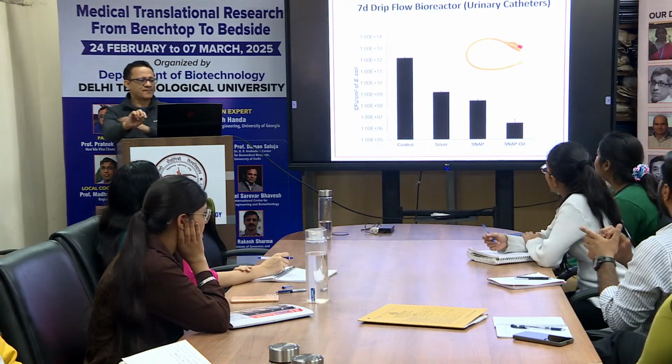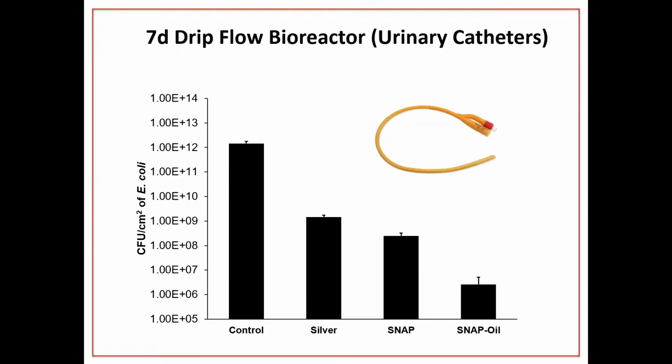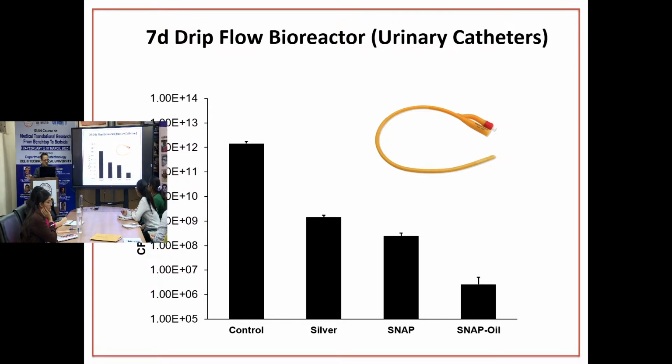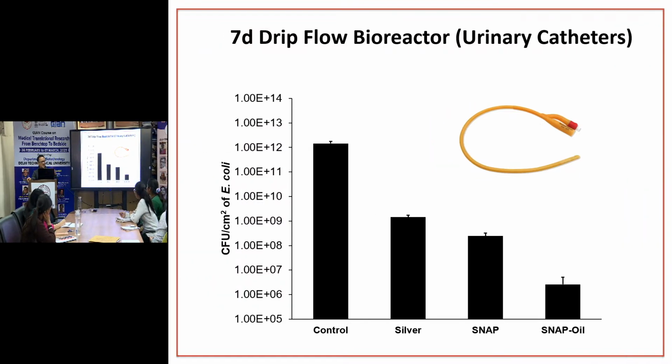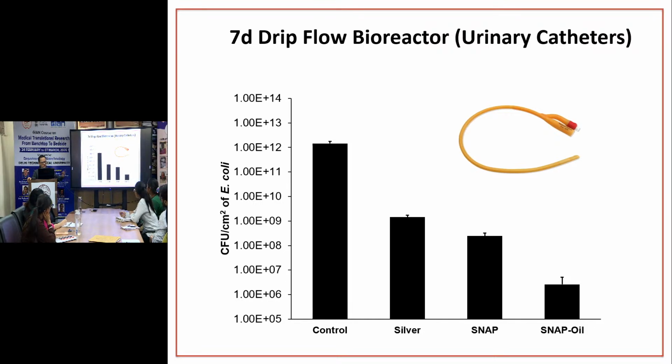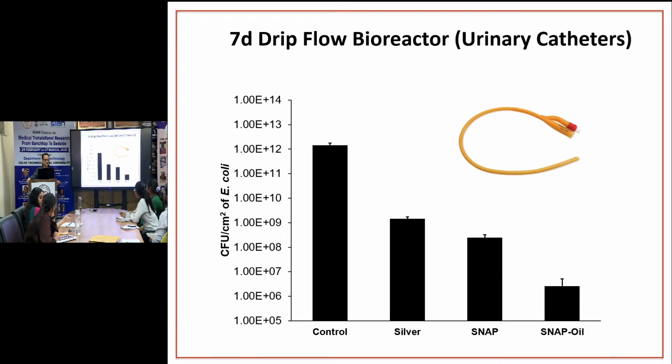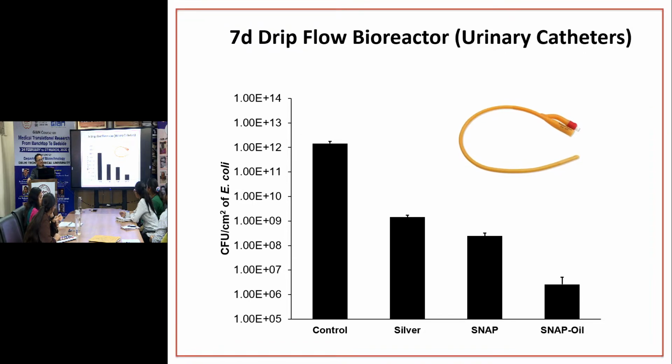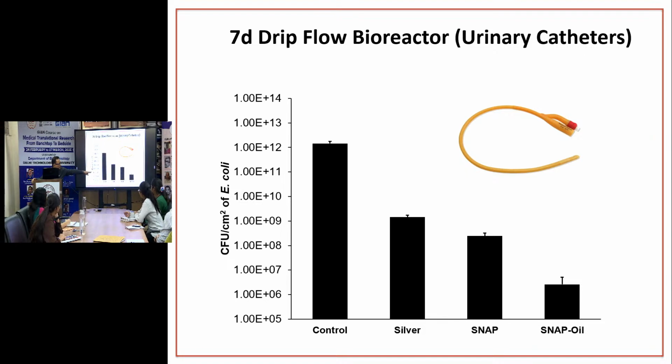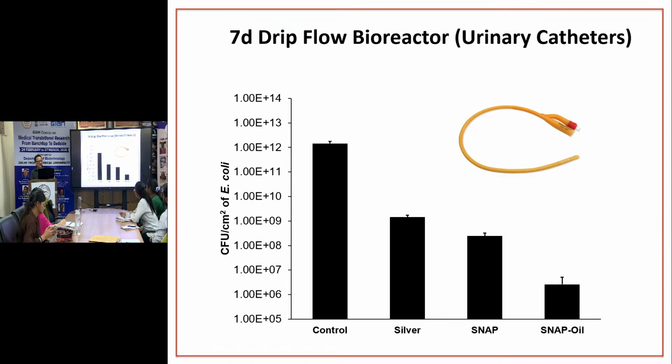So then what we did, we bought some urinary catheters from the market that are used in patients, and we modified them. We bought silver urinary catheters, control urinary catheters, NO releasing urinary catheters that release SNAP, and slippery surface with NO releasing urinary catheters. In a 7-day bioreactor study, we saw that our catheter was almost 2-3 log reduction better than only silver or only SNAP. The combination was better than anything else.